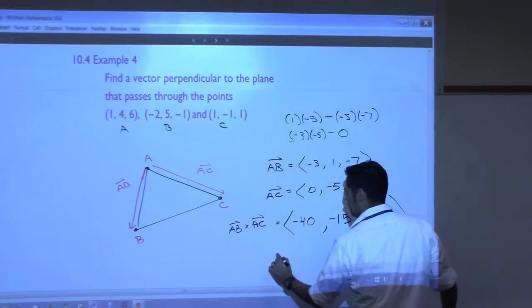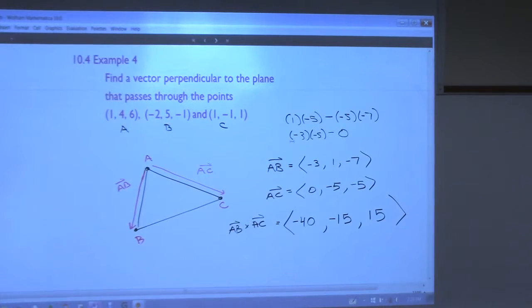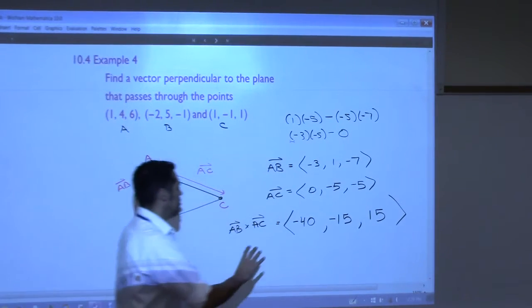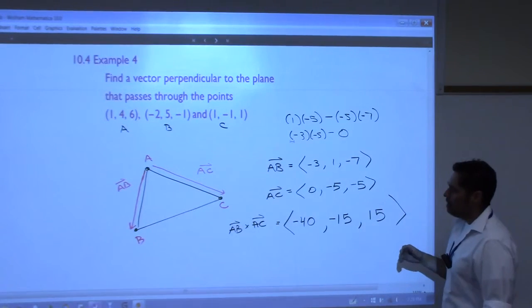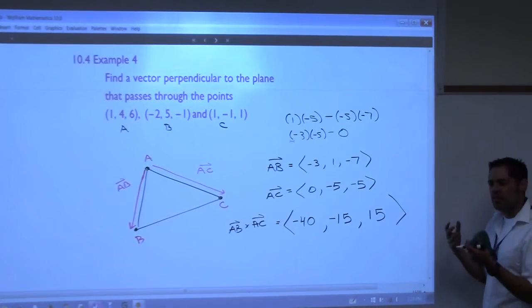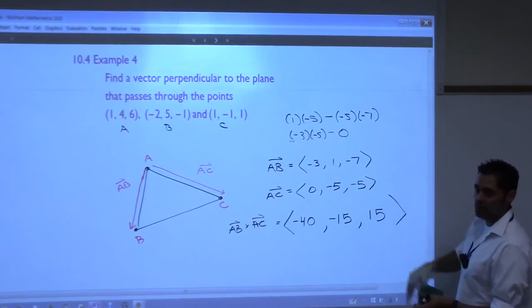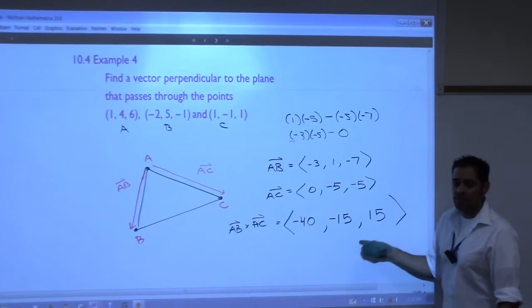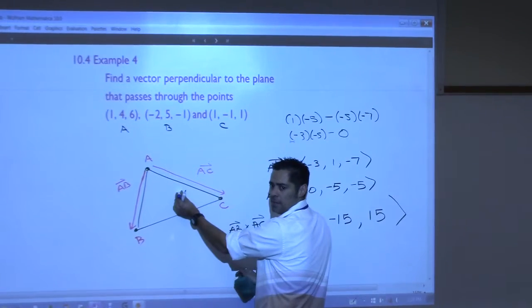Could I check it? How? Dot it with what? Yes, you could dot this with this and then this with this to verify it. But that's the whole point of the cross product: if you do it right, you're guaranteed that. But if you just want to make sure, then yes. Now this vector is perpendicular to my plane, right? So it's sticking out of my plane like this.